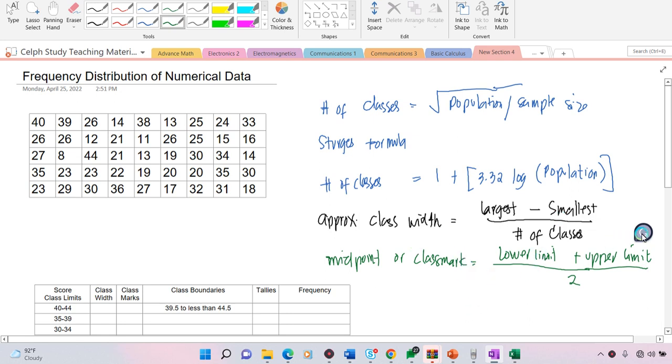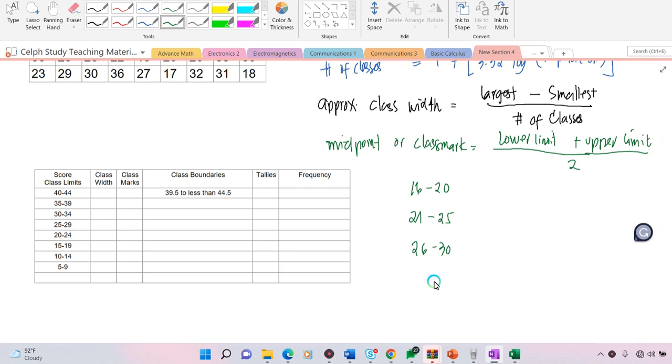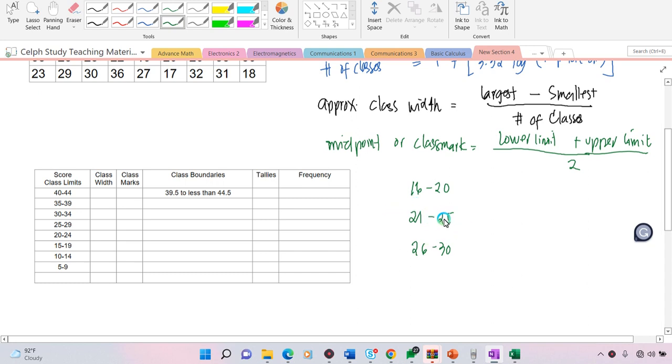For example, suppose we have three consecutive classes. For example, we have 16 to 20, we have 21 to 25, and we have 26 to 30. For the class 21 to 25, the lower limit is 21 and the upper limit is 25. It is the same with the other classes.